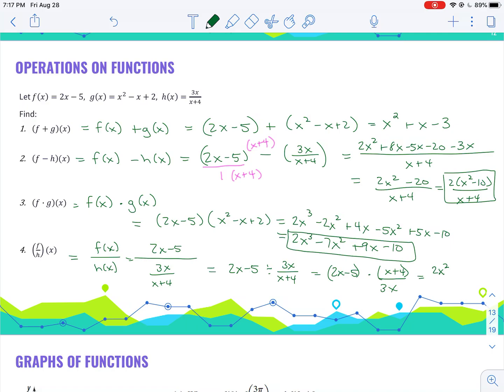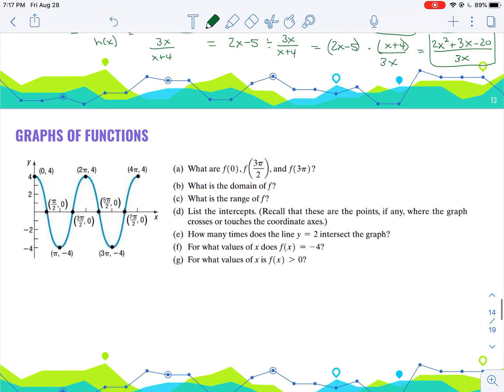Nope. So then I would get plus 8x minus 5x, so that'd be positive 3x, and then minus 20 all over 3x. The top is a trinomial, the bottom is a monomial. They can't cancel with each other, so I leave it alone. And that is operations on functions.